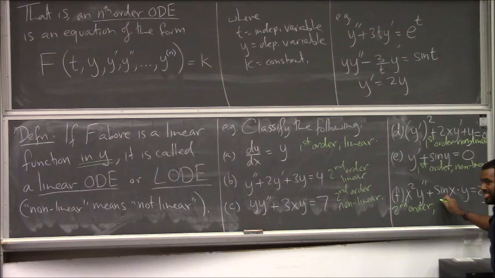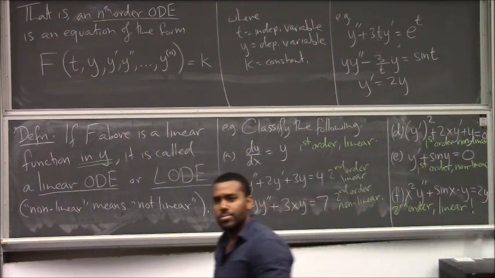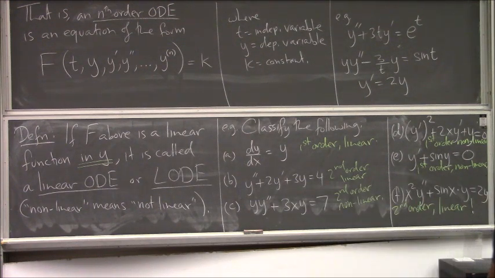None of... It's linear. Why is that one linear? Yeah, the y double prime is not being multiplied by other y. Right. The y's aren't mixed together. You're not raising a y to a power.